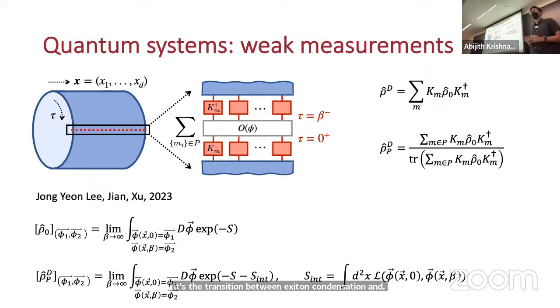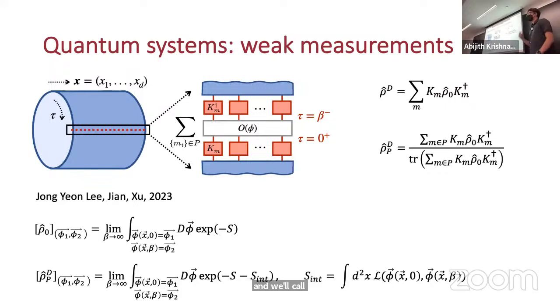All right, so the last application I'll mention briefly is the realization of these universality classes upon applying weak measurements. This is based off of work that was put on the archive this year by Jung-Yeon Lee, John, and Zhu. So the setup is as follows. Consider a state prepared in the ground state of a critical Hamiltonian, and we'll call its density matrix rho naught.